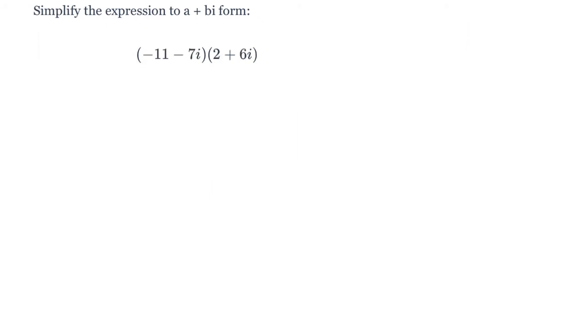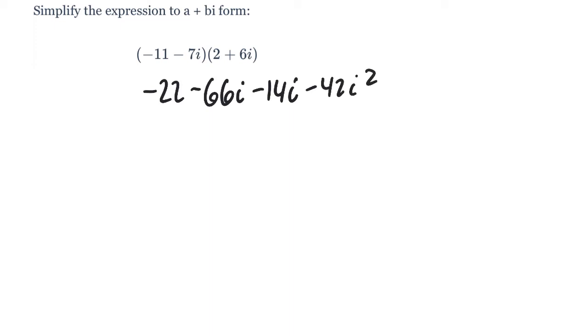Another FOIL problem. All right, this one's already written out for me. I'm just going to multiply here and there, and then distribute the -7. So -11 times 2 is -22. -11 times 6i gives me -66i. Then I have the -7 times 2, which is -14i. And then the -7 times 6i gives me -42i squared. Again, i squared equals -1, so I can plug in a -1 there.